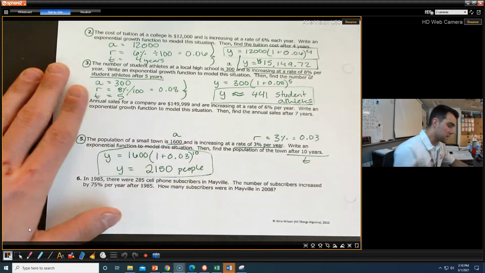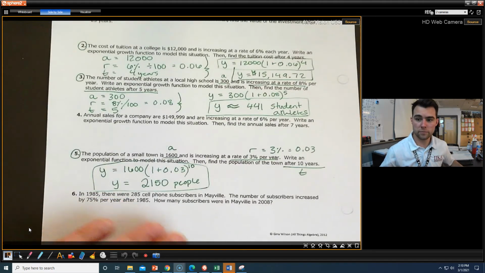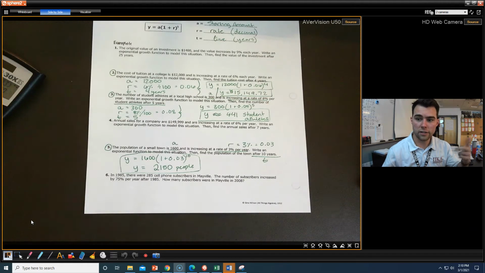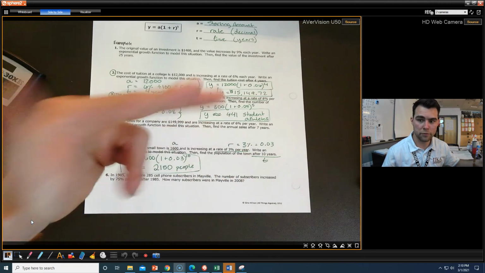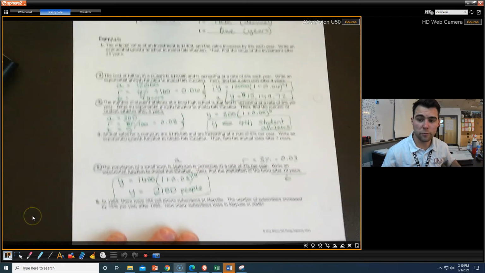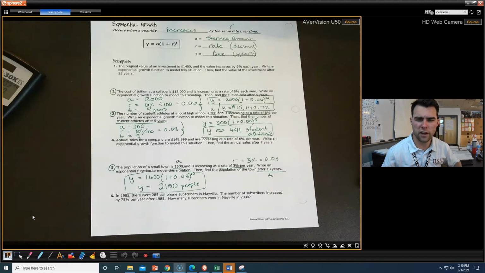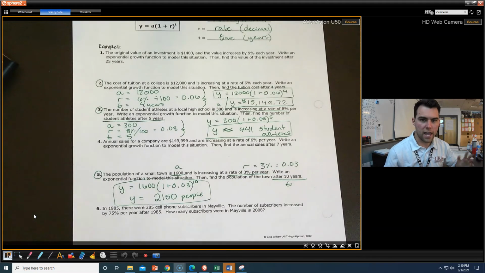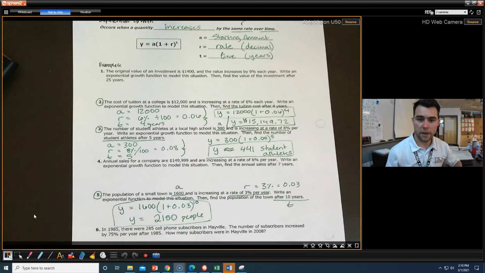There we go. So a lot of this boils down to figuring out what your A, R, and T are, and then putting them into this formula. That's really it. The word problems will be the toughest part because you're trying to figure out what each thing is. Your A is your starting amount. R is the rate, so look out for a percentage. T is your time, so look for a certain amount of years.